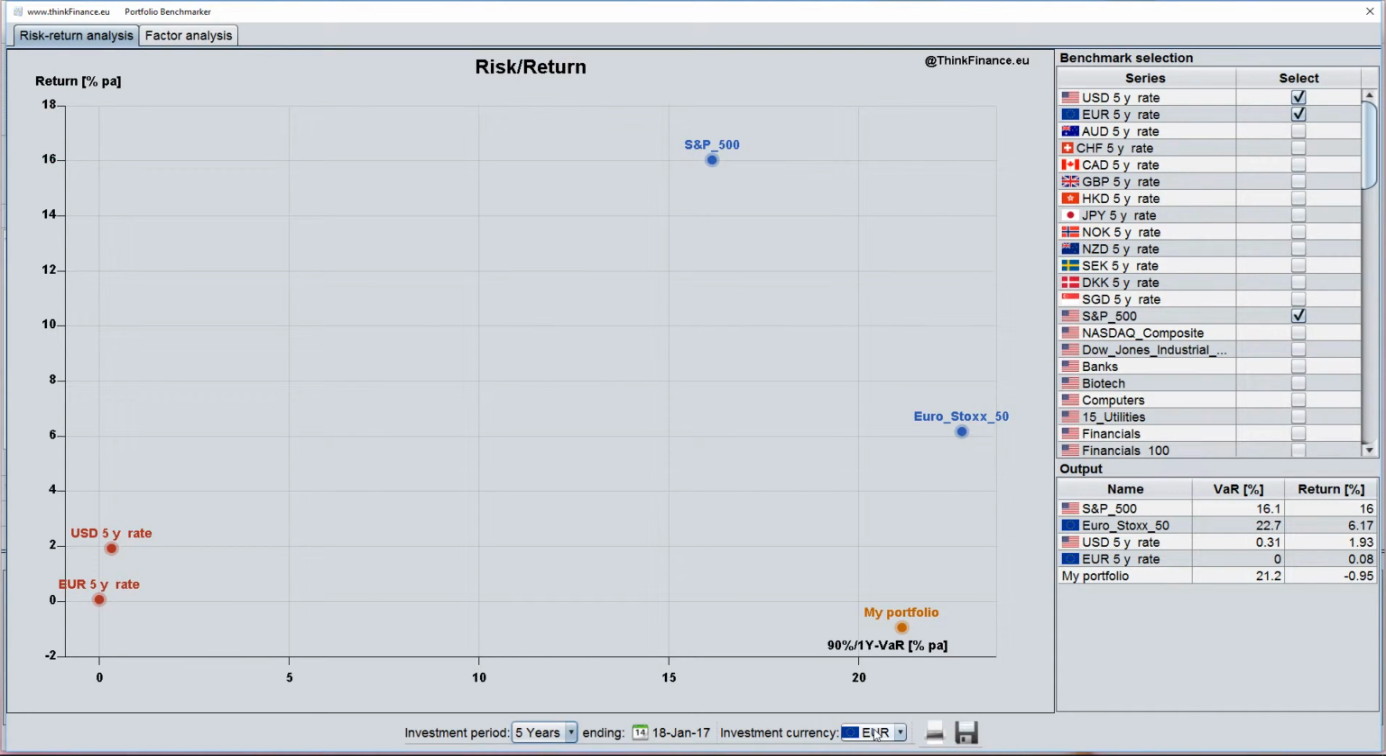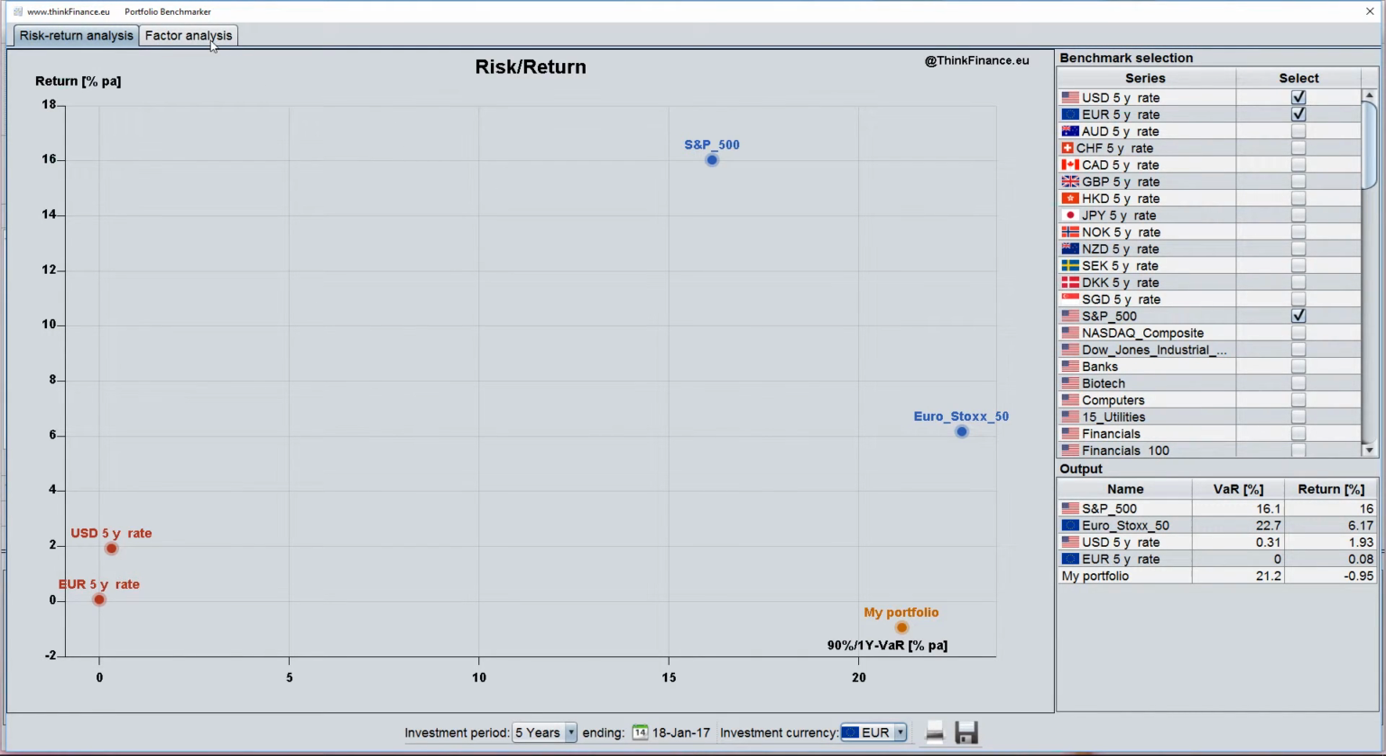You can also change the investment currency. At the moment, I'm using euros, which means all risk and performance figures that are displayed here are calculated from a euro perspective. But of course, I can change that to any other currency. So the risk-return analysis gives you a very easy to understand overview over the risk and return of your portfolio in comparison with standard fixed income and equity benchmarks.